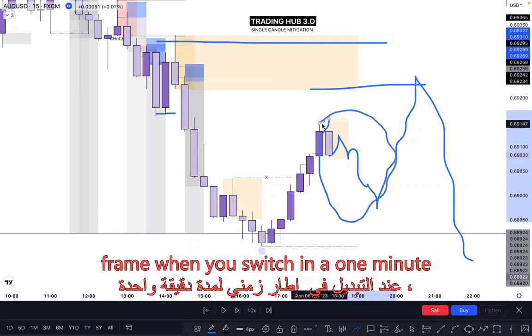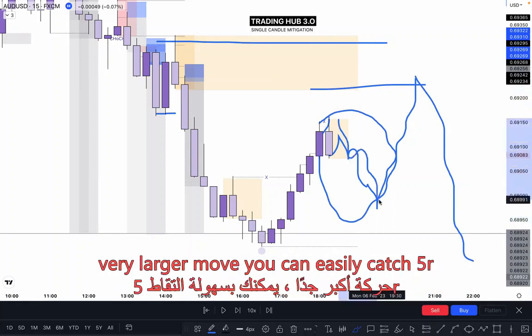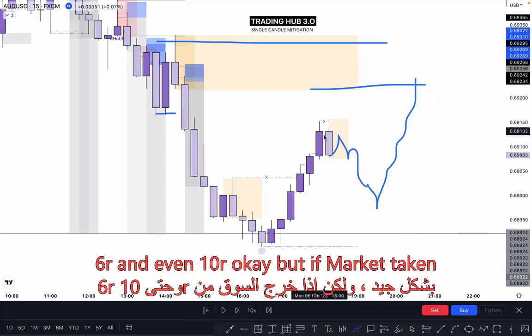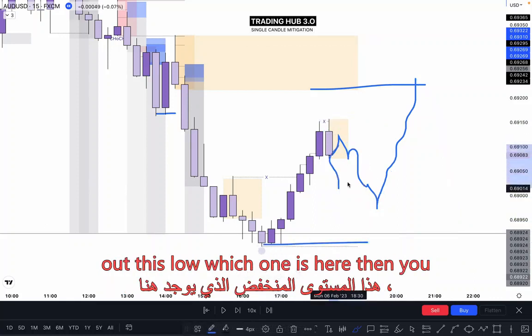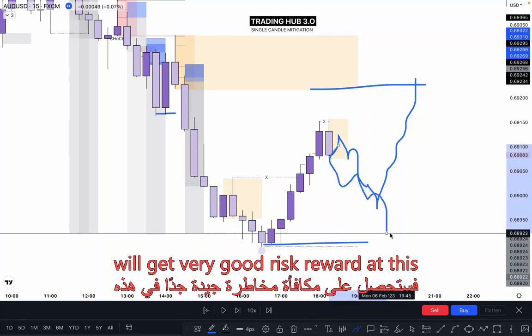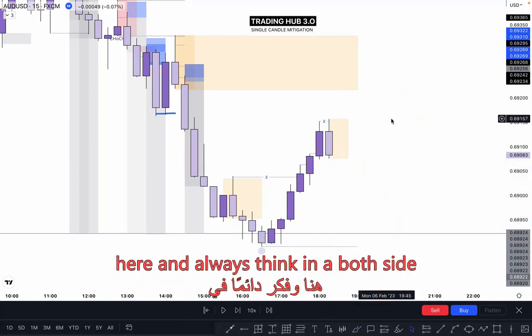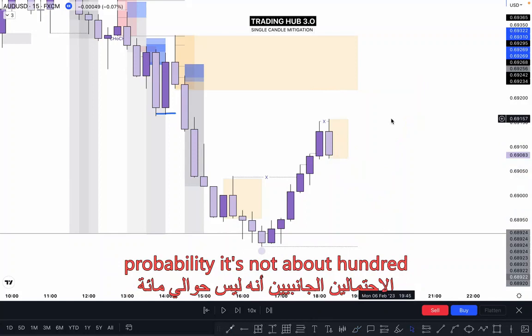When you switch to the 1 minute time frame, then you will see this is a very large move. You can easily catch 5 hour, 6 hour and even 10 hour. Okay, but if the market takes out this low, which is here, then you will get a very good risk reward at this point. So let's see what happened next here, and always think in terms of both side probability. It's not about a 100% game.